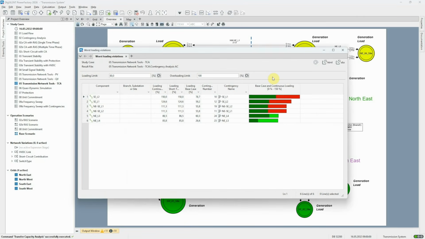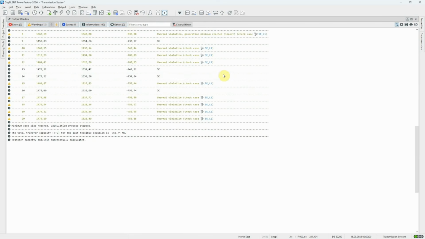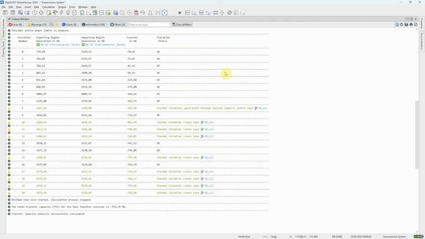This report shows the contingency analysis results for the last feasible solution. We can see that the limiting contingency is a fault on line SEL1. And looking at the output window, we can see that the maximum transfer is now about 756 megawatts.